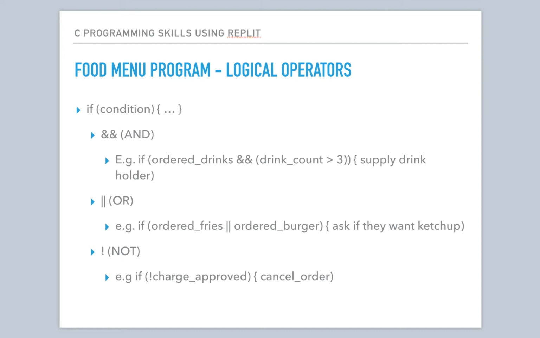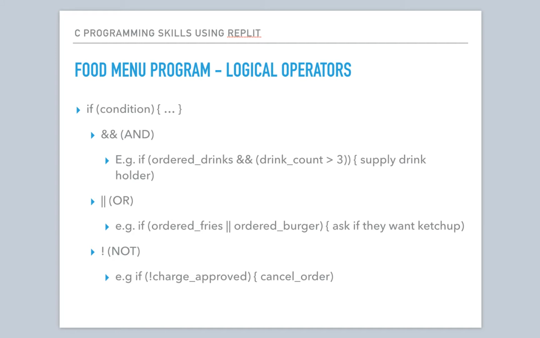And you ordered drinks. Now, the way this works, if you did not order drinks, then there's even no need to check the drink count. So this is an example where both of these have to be true. Only if you order drinks and if the drink count is greater than 3, then maybe you supply a drink holder, right? So the person picking up their food can carry all the drinks. So that's called an and condition. Notice the two symbols for the and condition.